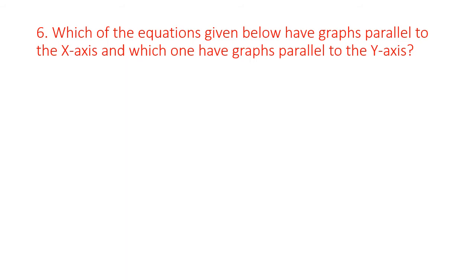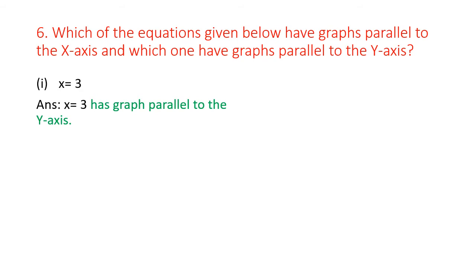Which of the equations given below have graphs parallel to the x-axis and which ones have graphs parallel to the y-axis? So this is very simple. The equation is x is equal to 3. They are asking whether this line is going to be parallel to the x-axis or y-axis. So children, since the x coordinate is given as 3, definitely this will be parallel to the y-axis. When x is given, it will be parallel to the y-axis. See, children, in any equation when only one coordinate is given, either x or y, then these are parallel lines. These lines are parallel either to the x-axis or to the y-axis.